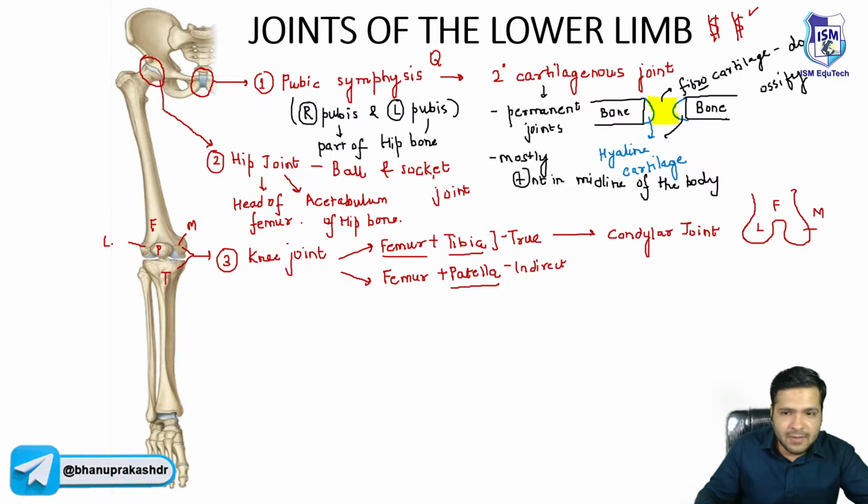Rounded projection, it is a type of condylar joint. Even the tibia also will be having these condyles, right? So yes, this is the tibia. So it is a type of condylar joint. But when I say femur and patella, it is a type of saddle joint.